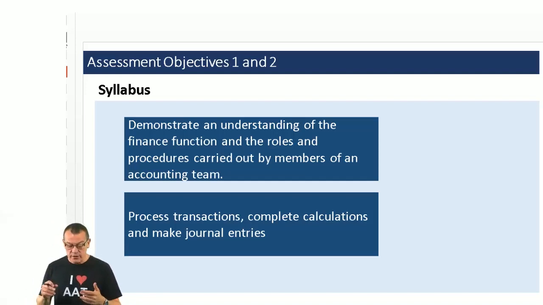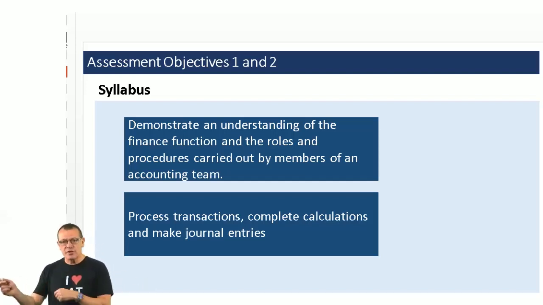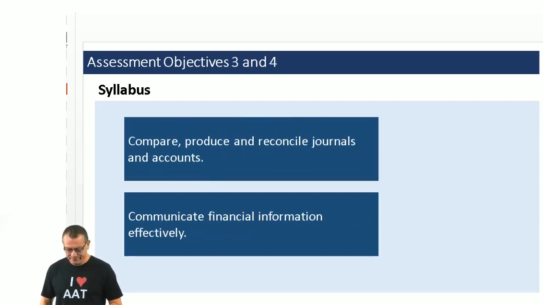AO2, Assessment Objective or Learning Outcome 2, is to process transactions, complete calculations, and make journal entries. Now, this will relate to your bookkeeping controls account and possibly your bookkeeping transactions. So there'll be information gathered from that. So the synoptic is made up of these learning outcomes and objectives, and information is dragged from everywhere within to this assessment.